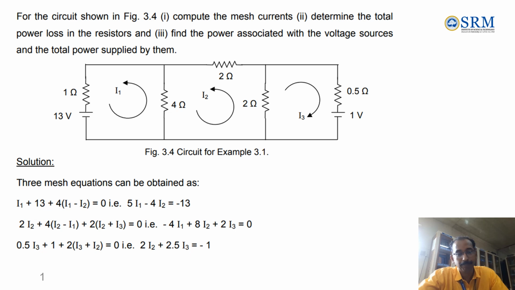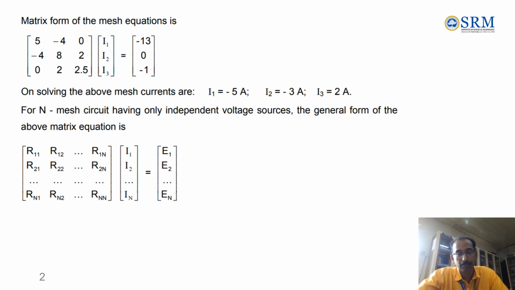Finally, we'll be writing the matrix equation like this. This one is delta. This one is I1 matrix. This one is voltage matrix. Look at the values of minus 13, 0, minus 1.